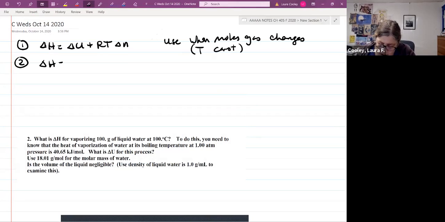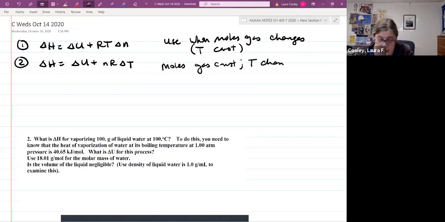Then we have delta H is delta U plus NR delta T. And you use this for when the moles of gas is constant, but the temperature changes. And then we have this one, and this is the one we're going to use for this problem.